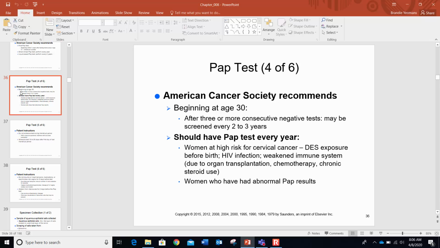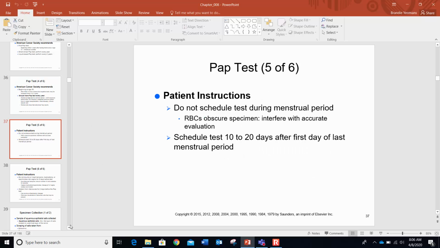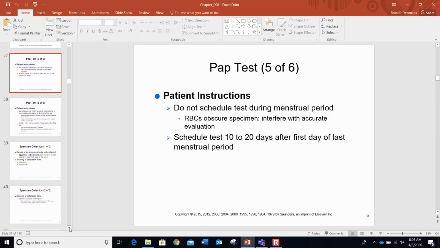Now, the American Cancer Society recommends that beginning at age 30, after 3 or more consecutive negative tests, they can go to every 2 to 3 years to have follow-up testing. But we should have a Pap test every year if the patient has a higher risk for cervical cancer, if they have HIV, a weakened immune system, or if they're on chemotherapy, organ transplantation, or steroid use. So those are the things that we would look at doing those more frequent Pap tests.